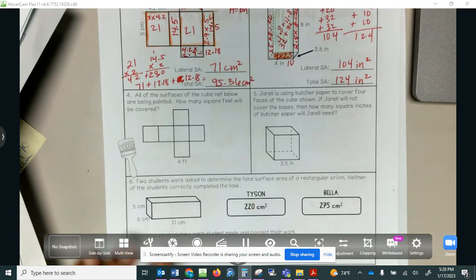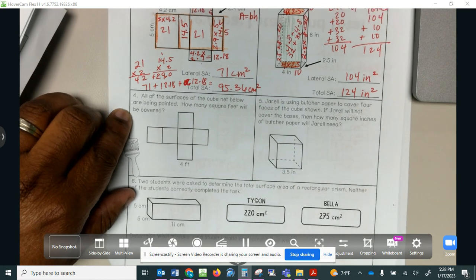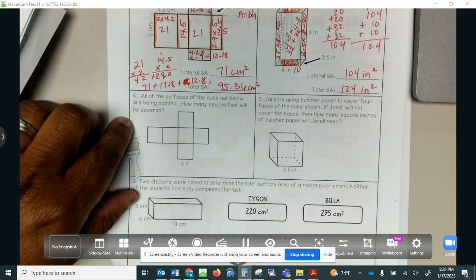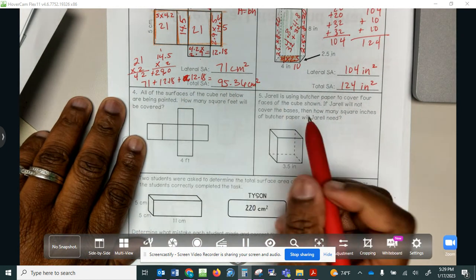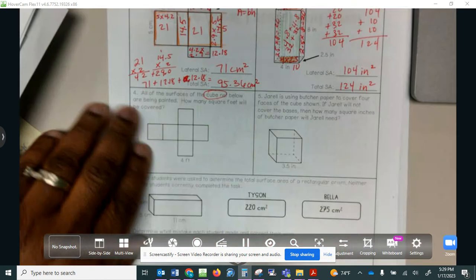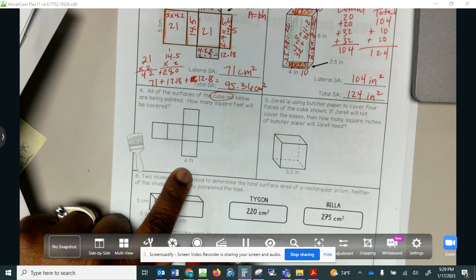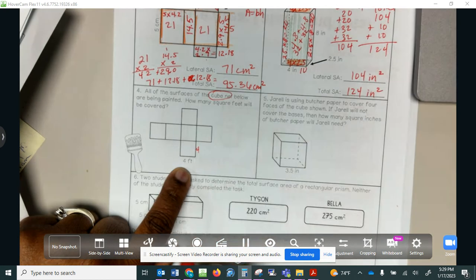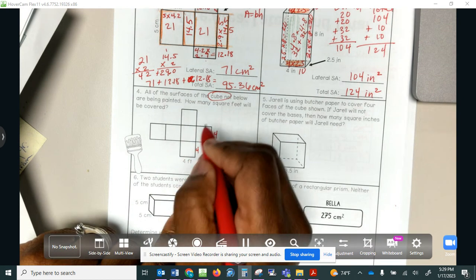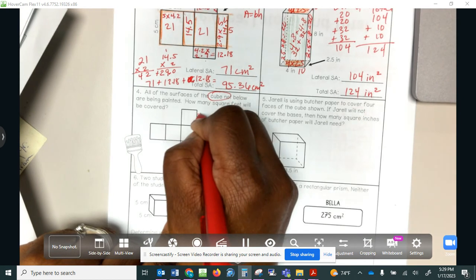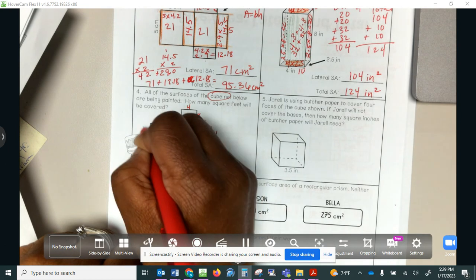Let's do another one. All of the surfaces of the cube net below are being painted. How many square feet will be covered? So this is a cube, and I want you to do this one for yourself. Again, this is a cube. A cube means that they all have the same measurements. So if this is 4, this is 4, this is 4. If you have to go through and write 4 everywhere, then so be it.